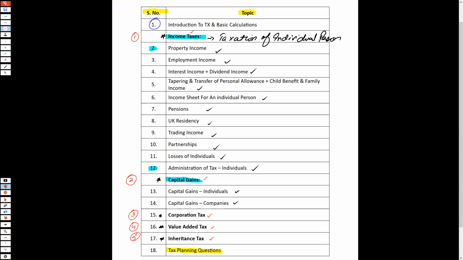My suggestion is to follow all of these things in this sequence, and please do not change your sequence. All of the lectures would be uploaded in the same sequence on the portal.